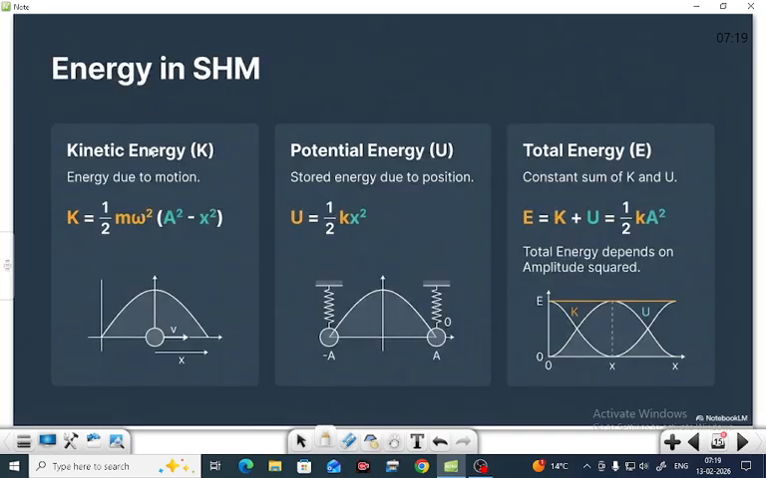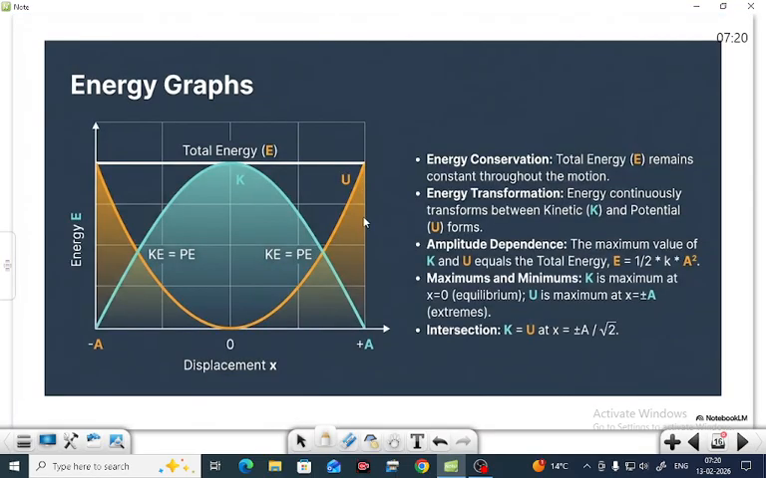Energy in simple harmonic motion: kinetic energy due to motion is half m omega square (A square minus x square). And potential energy, stored energy due to position, is U equals half k x square. And total energy, constant, is the sum of kinetic energy plus potential energy, that is K plus U, which is half k A square. Total energy depends on amplitude squared only, right? So the total energy is constant, but kinetic energy and potential energy vary at different points. And this is what we call the energy graph. You see, this is the kinetic energy, this is the potential energy, and this is the total energy.